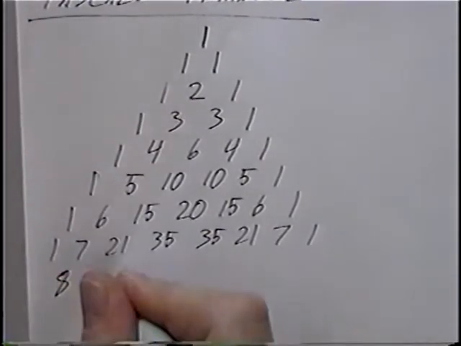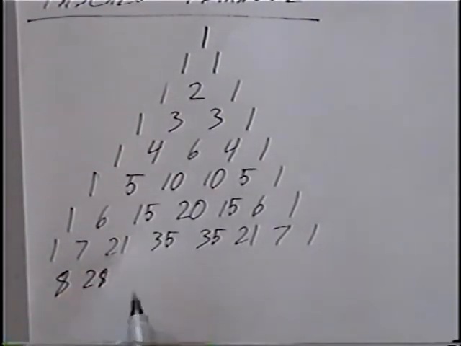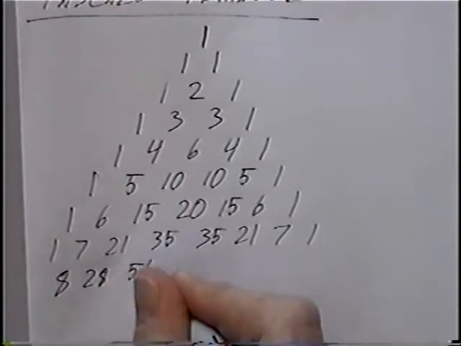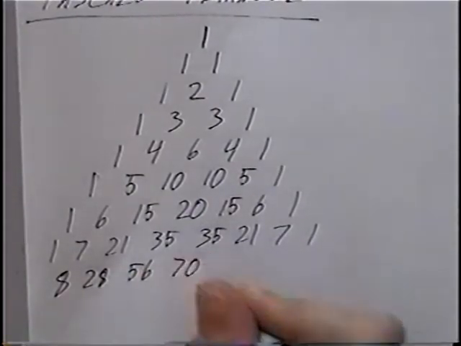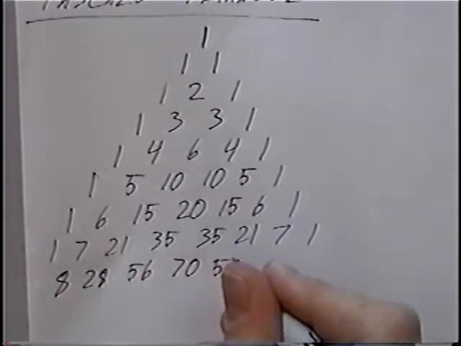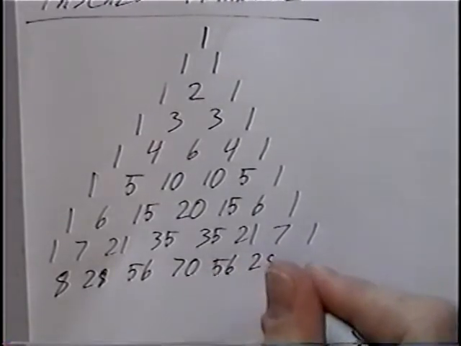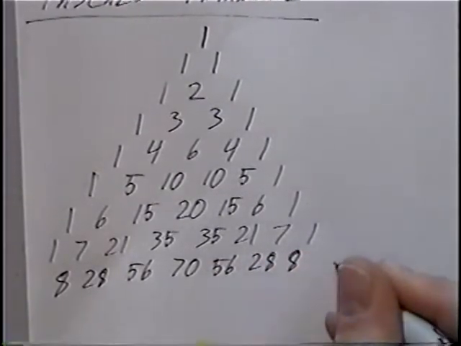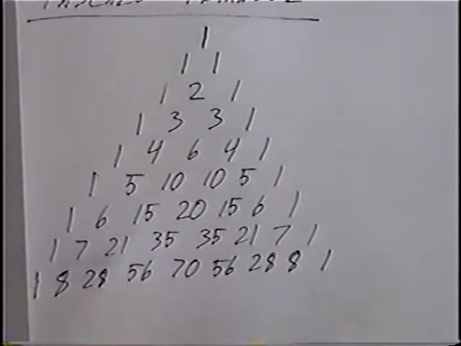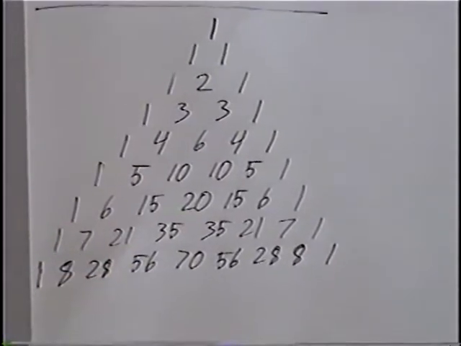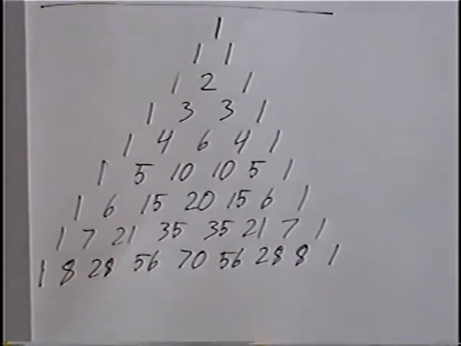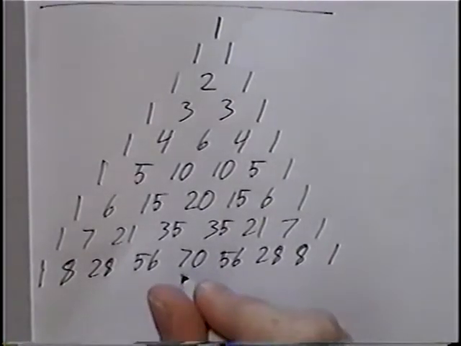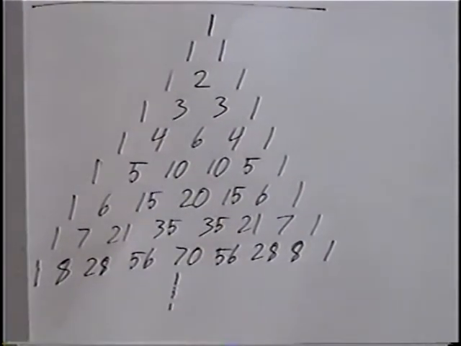That would be 8, 28, 56, 70, 56, 28, and 8, with 2 1s on each side. This will be Pascal's triangle for 9 rows. You could continue on the triangle. I'll put ... because you can do as many rows as you need to solve different problems.